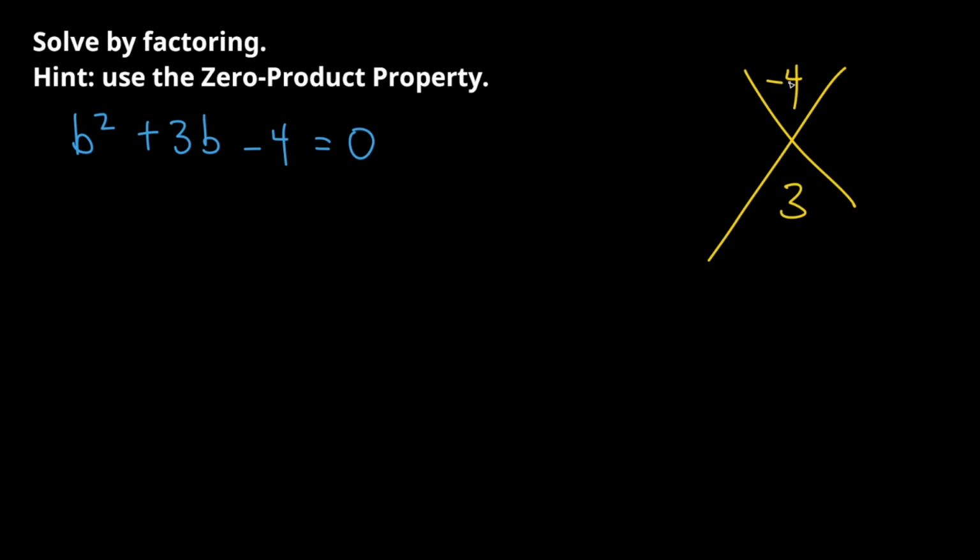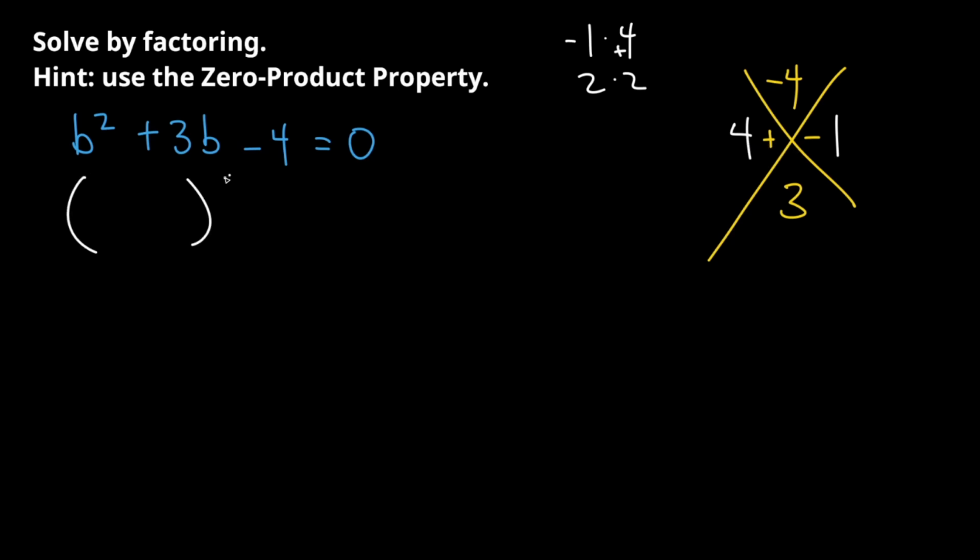So factors of negative 4, if I'm going to get a negative number, that means one has to be positive, one has to be negative. So factors of 4, we have 1 and 4, 2 and 2. One has to be positive, one has to be negative. We want them to add up to a positive 3. So if this was -1 and positive 4, that adds up to 3. All right, so we have a positive 4 and a -1.